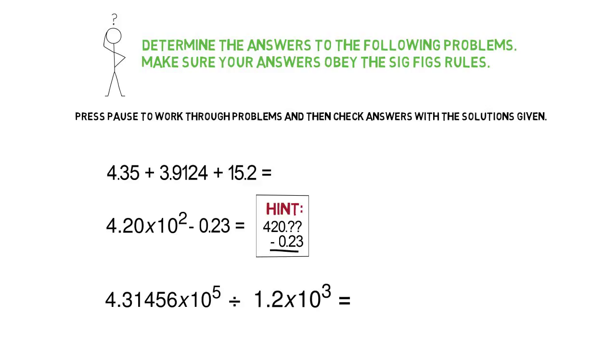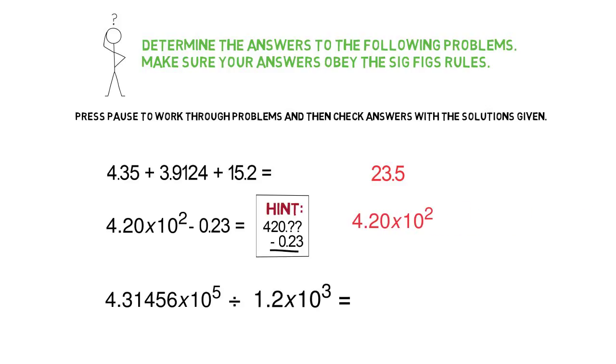Welcome back. So how'd it go? I hope it went well. So the answer to the first problem is 23.5. It's an addition problem and it's written horizontally. Remember to line it up vertically first. And if you line it up vertically, you'll see that 15.2 has the least number of digits after the decimal, only 1, and so the answer has to have 1 digit after the decimal.